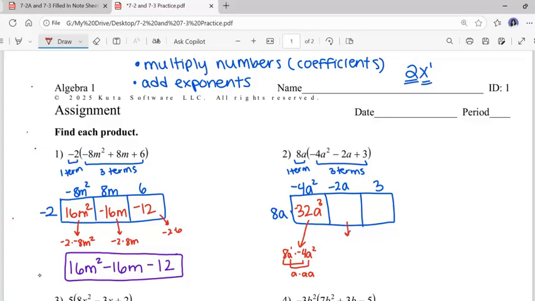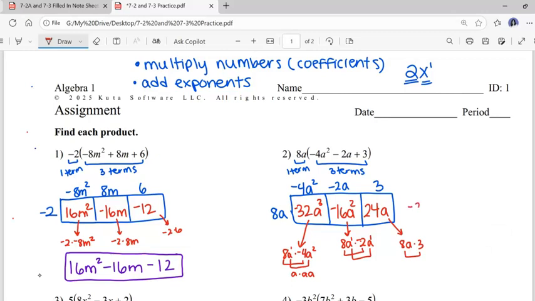In the second box, I have 8a times -2a. I'm going to multiply the numbers, -16, and then I have an a times an a, which actually gives me an a to the power of 2 when I add those exponents. And then the last box, I have 8a times 3. I can multiply the 8 and the 3 together to get 24, and then I just have that a.